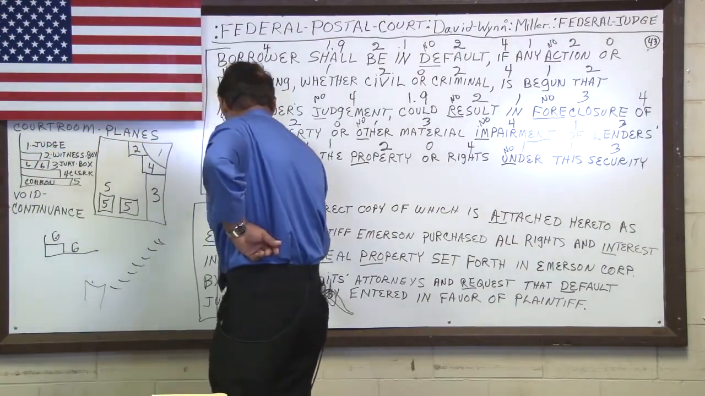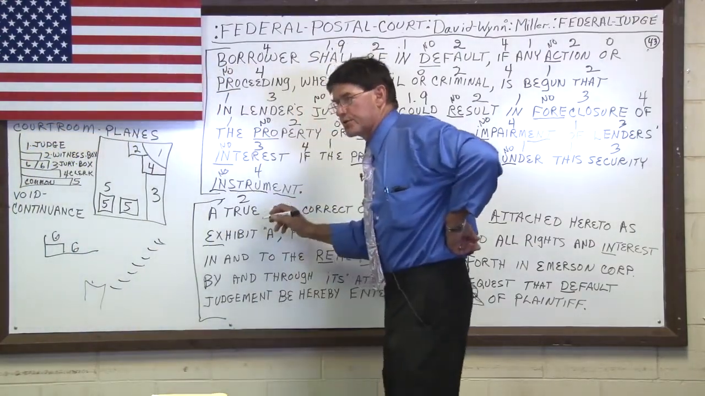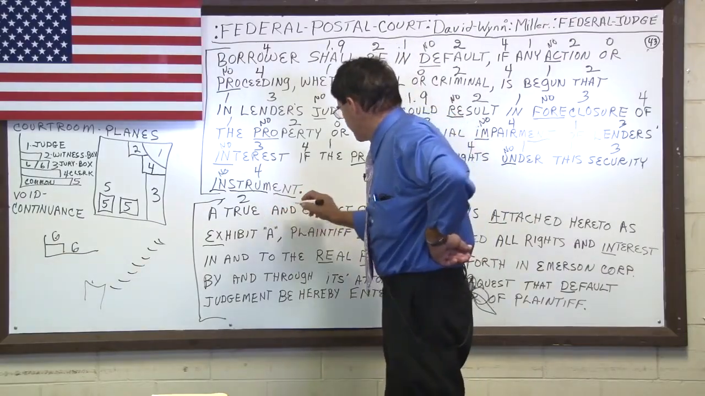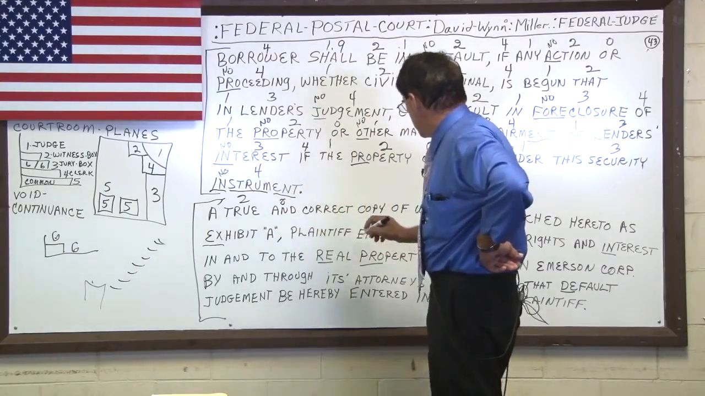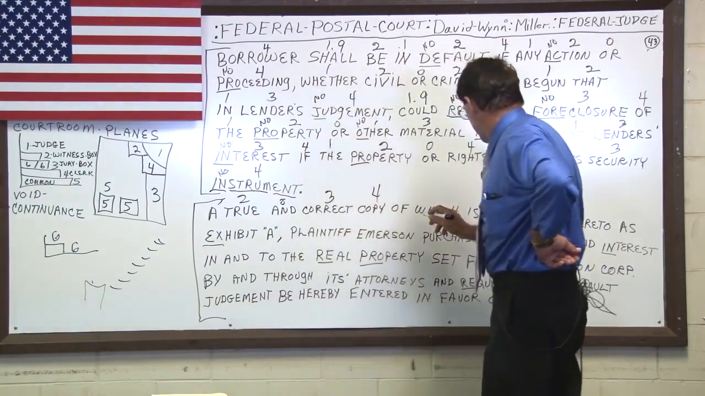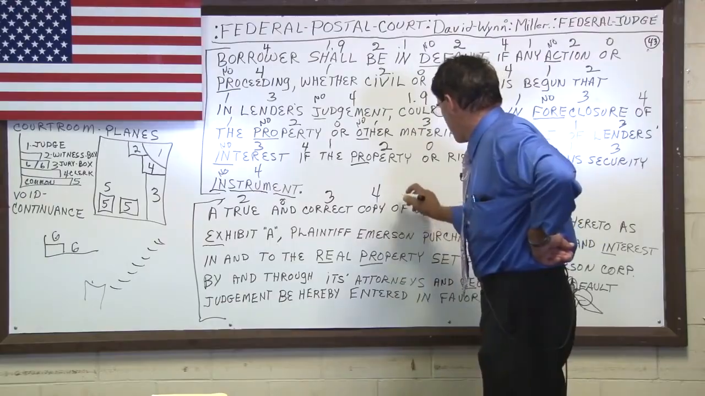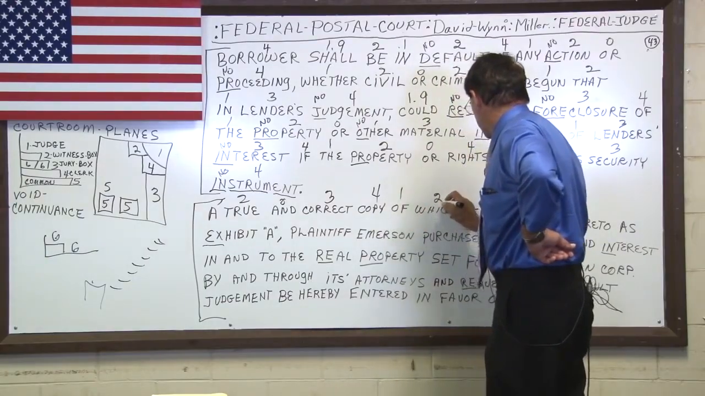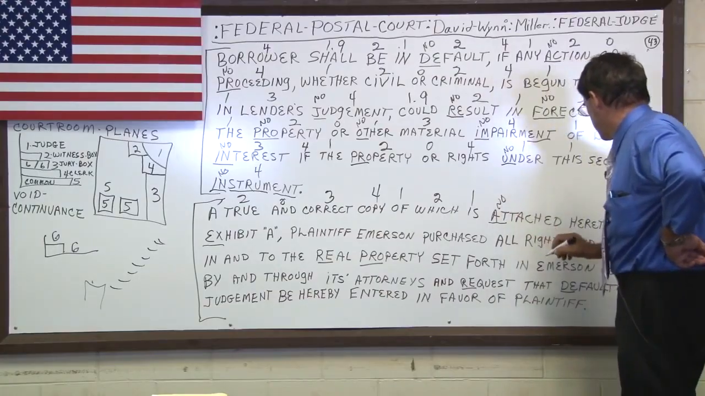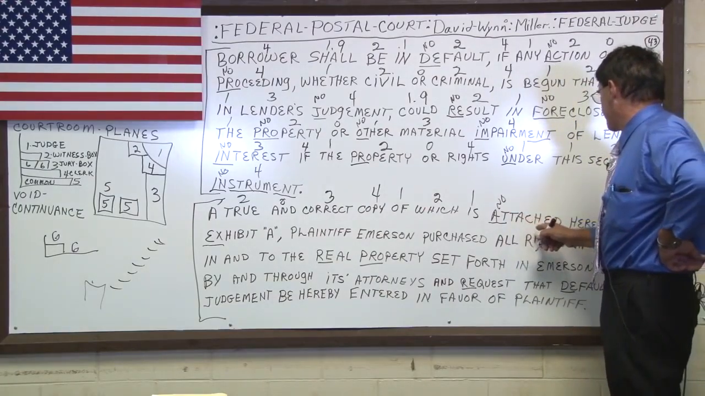A true, which now becomes a verb. Truth is not a verb. It's a condition of state. And is a conjunction. Correct copy becomes an adjective pronoun. Of is an adverb making which to be a verb. Is an adverb making attraction to be a no attached. Is a no contract.